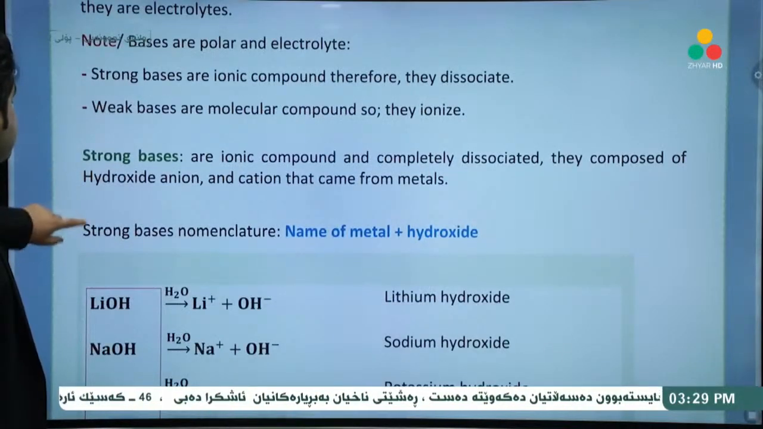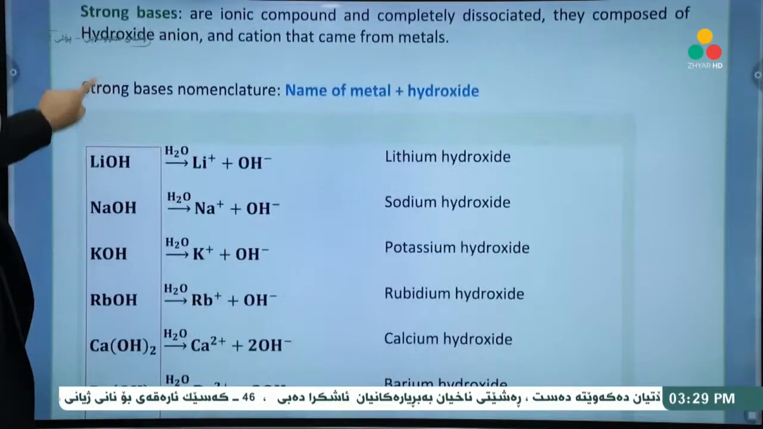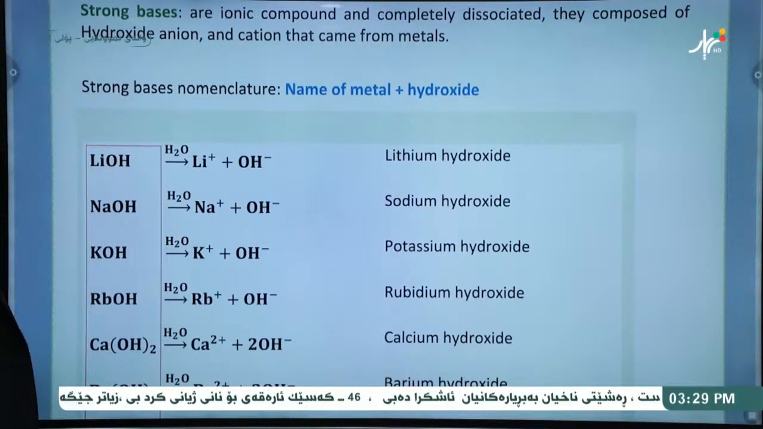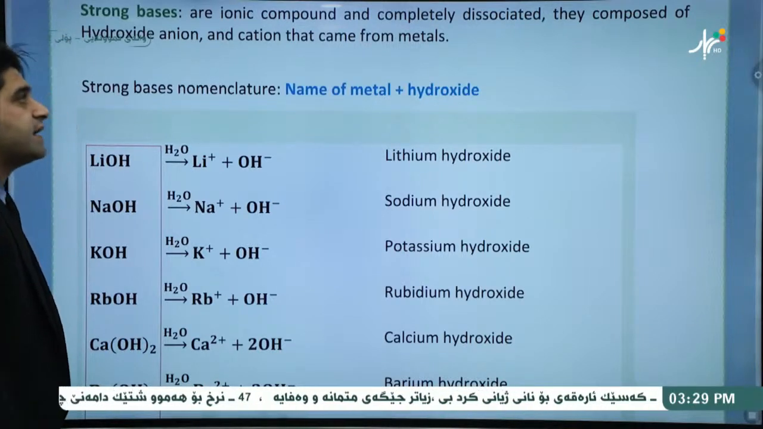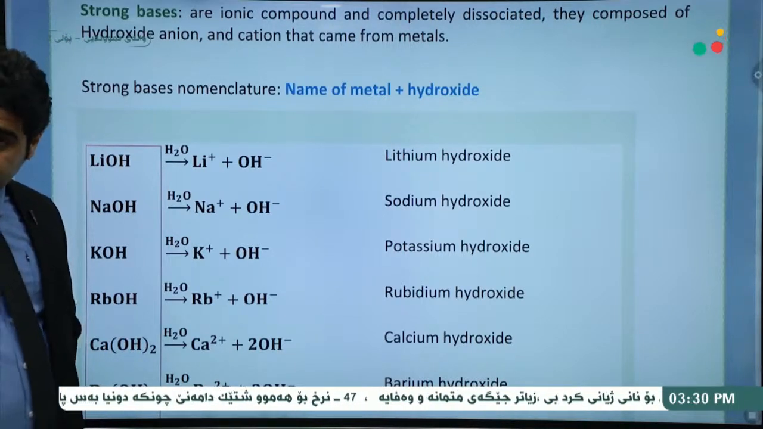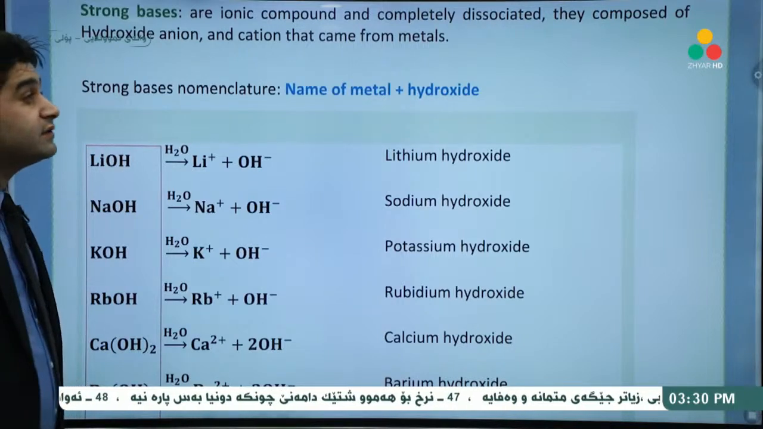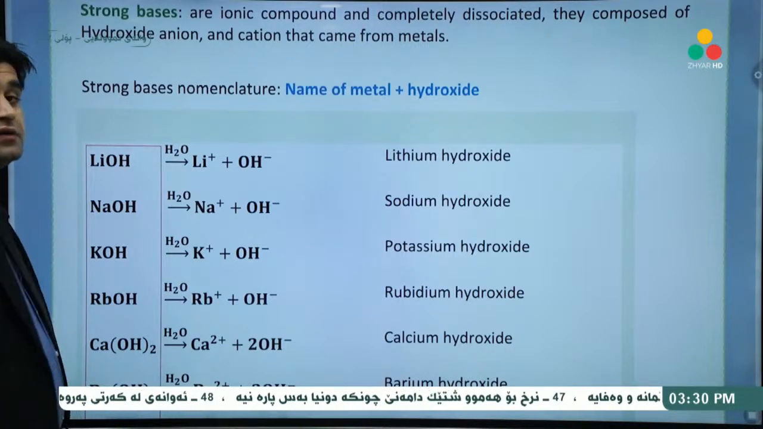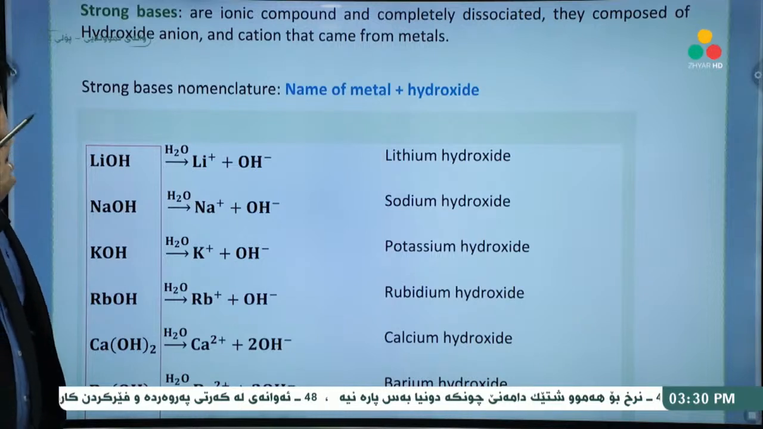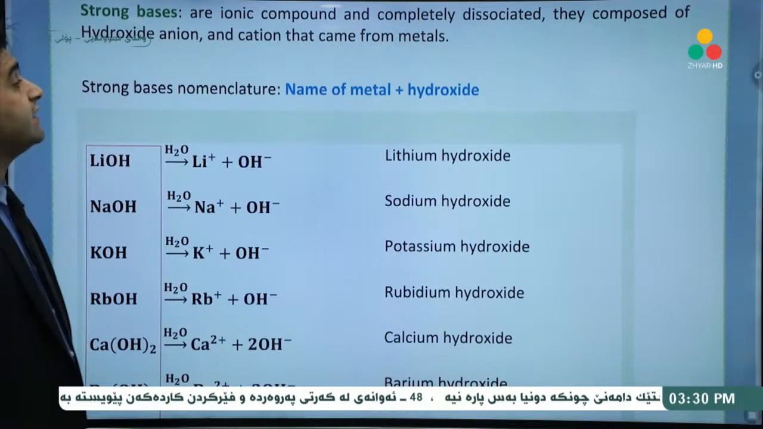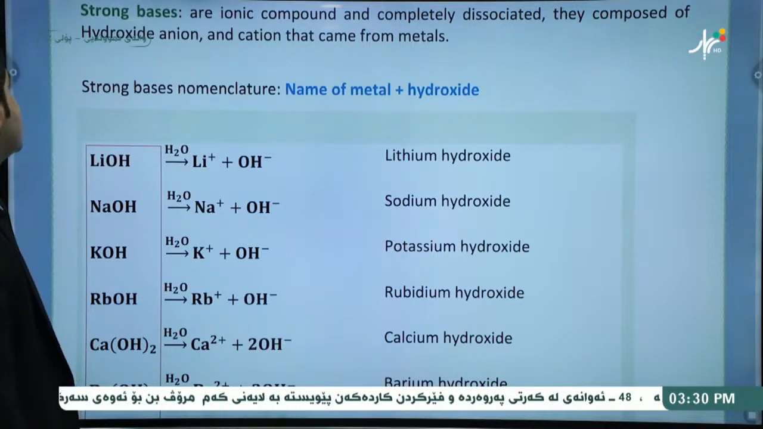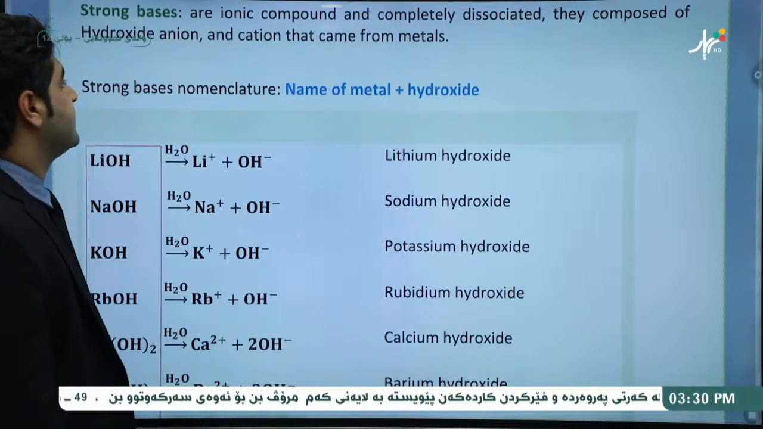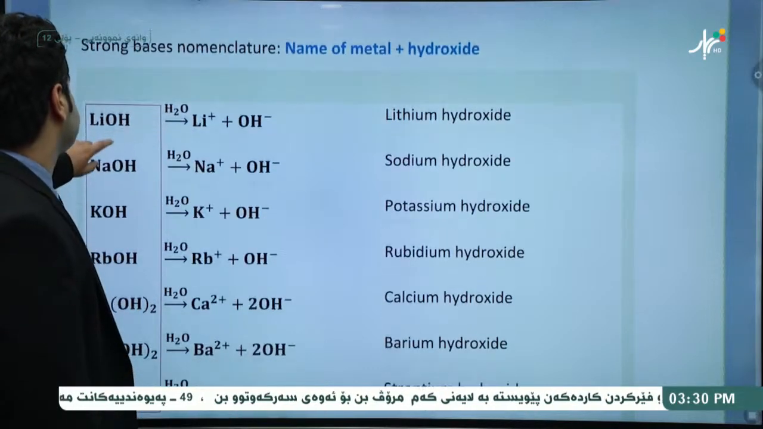Of course, same as the acids, for the bases we have strong and weak. Strong bases are ionic compounds. They can completely ionize or dissociate. Well, I remember for ionic compounds we have dissociation, not ionization. They are composed of hydroxide anion and a cation that came from the metal.